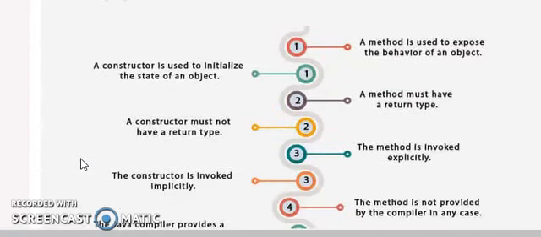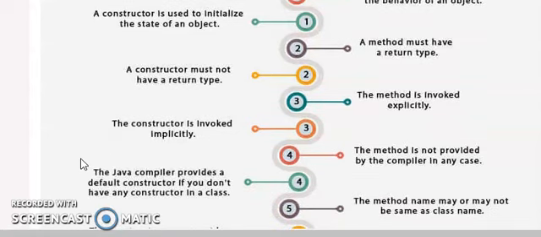So this is the pictorial representation given here. The first one is that a method is used to expose the behavior of an object. A constructor is used to initialize the state of an object. All given here.